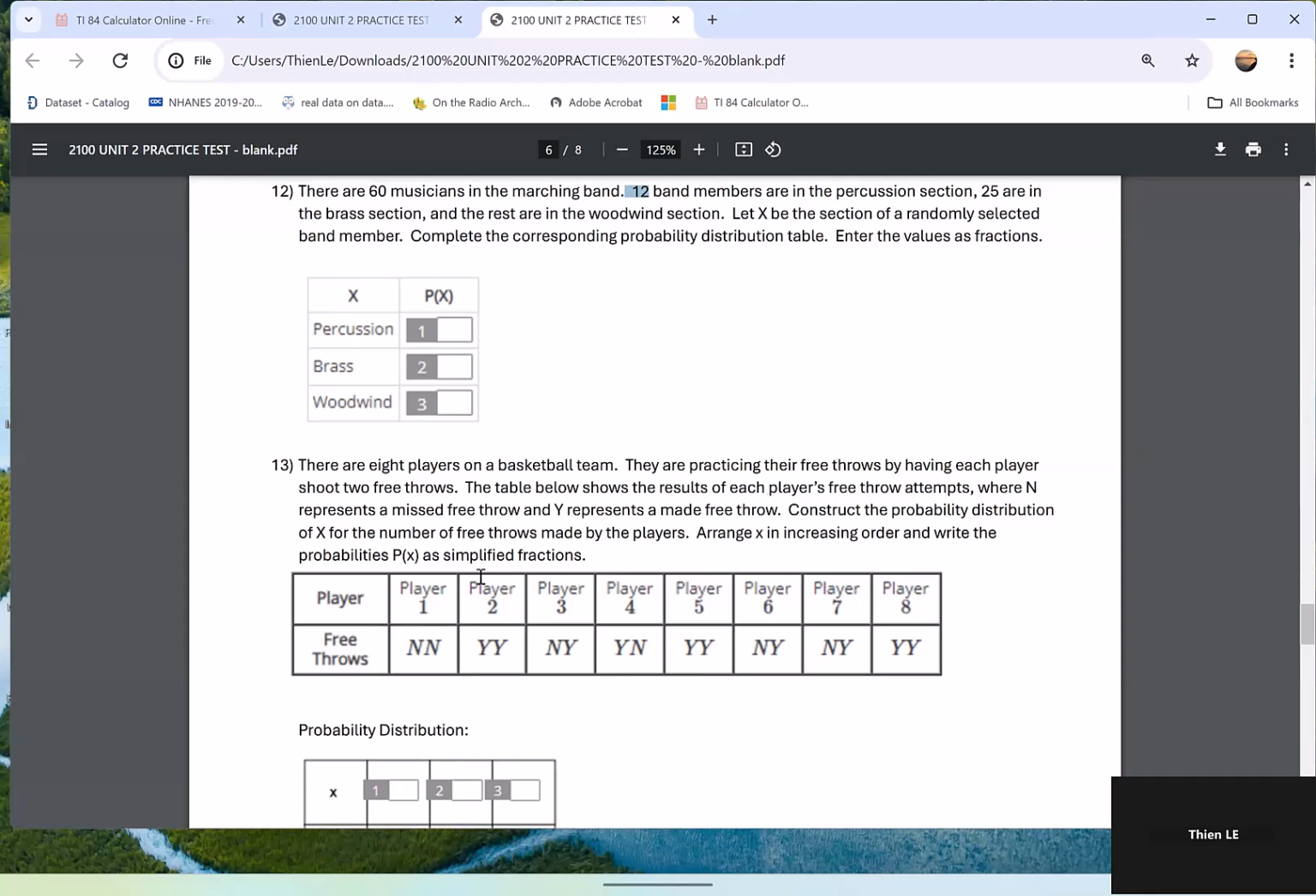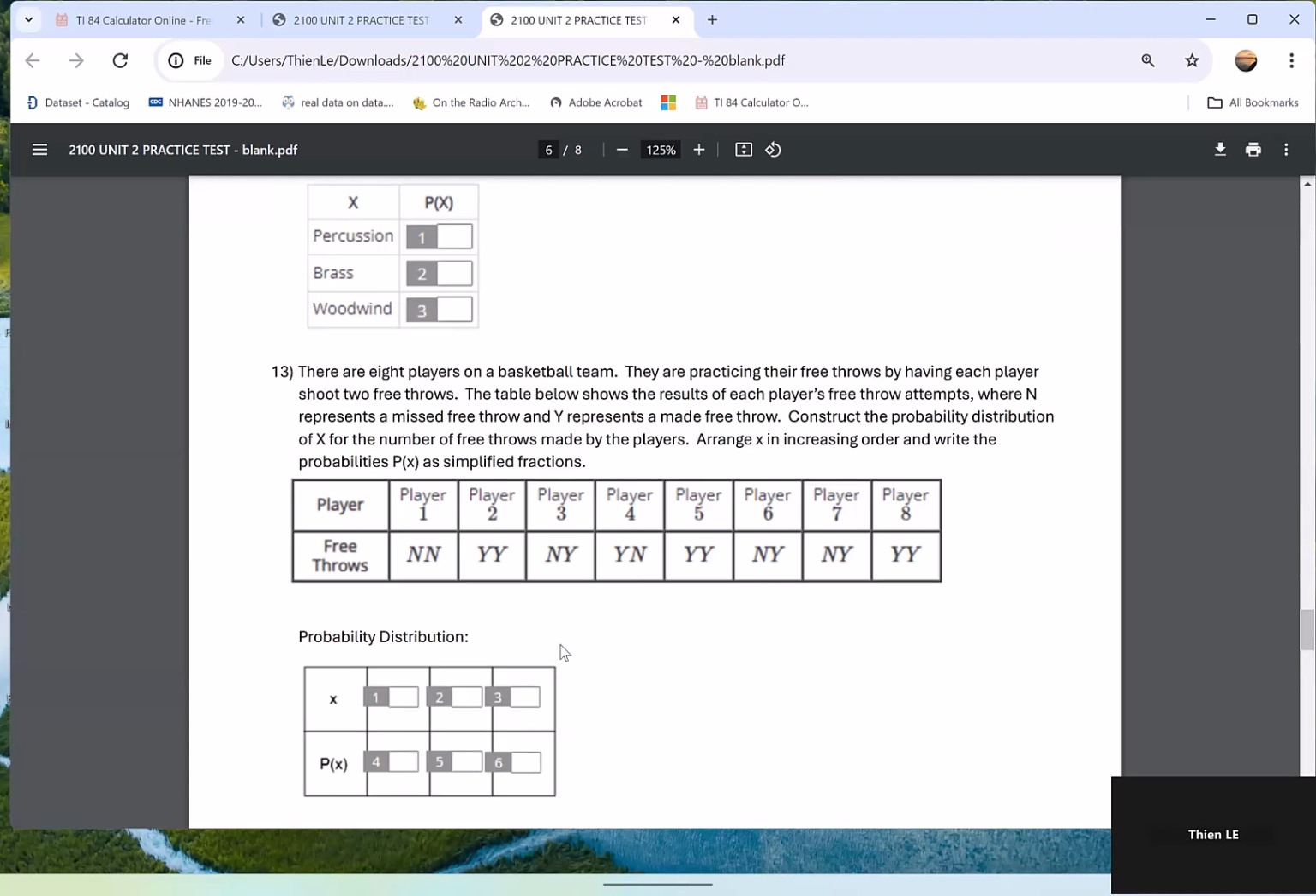So basically, if you didn't know, X is the number of free throws they make. So X can be 0, 1, or 2, because they do two throws. You can miss both, hit one, or hit both. In this case, your X value will be 0, 1, 2: 0 corresponding to the case no, no; 1 corresponding to either yes, no or no, yes; and 2 corresponding to the case yes, yes. And from that, you can tally this table.